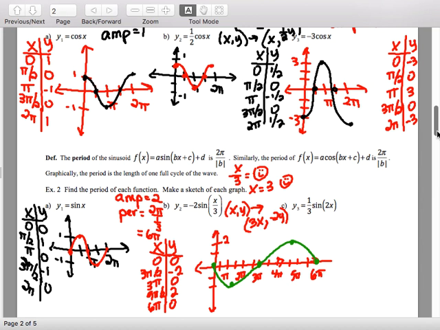Okay. All right, let me pause and I want you to try letter C. Okay, try letter C. Okay, do as much of part C as you can.